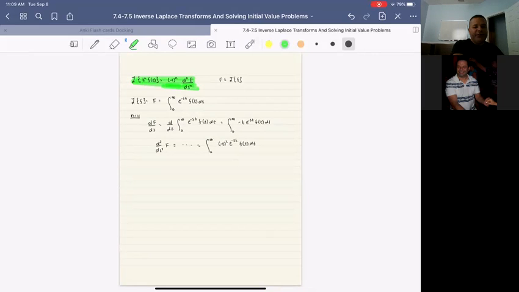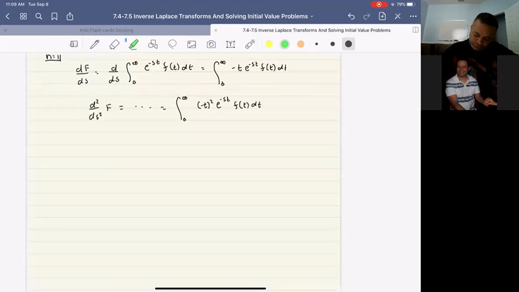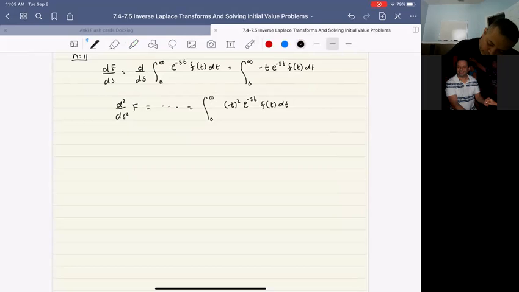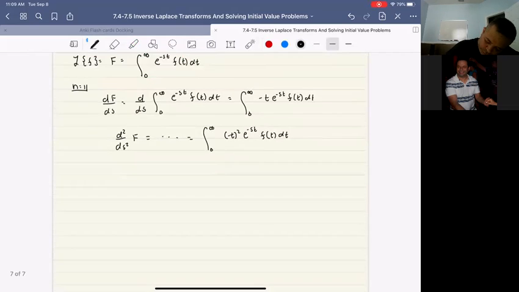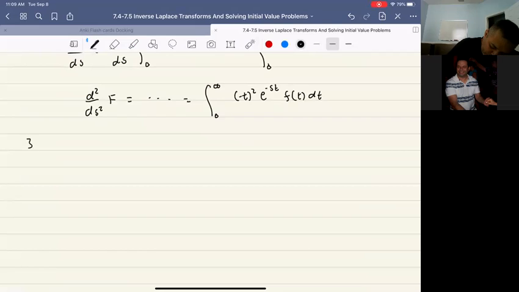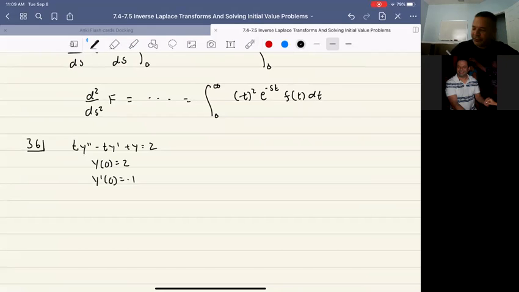Okay, so this problem is number 36. Now 36, it actually only uses n equals 1, so it's t y double prime minus t y prime plus y equals 2, with y of 0 equals 2, y prime of 0 equals -1.